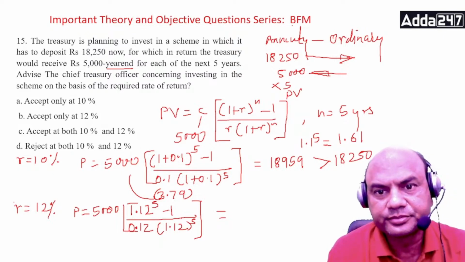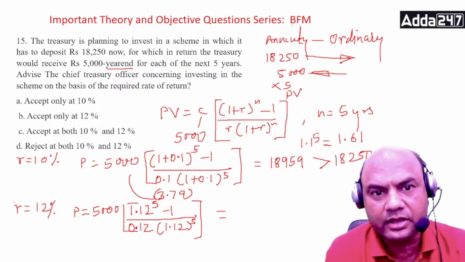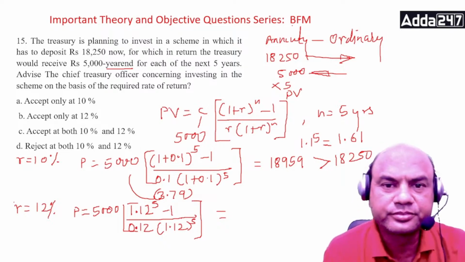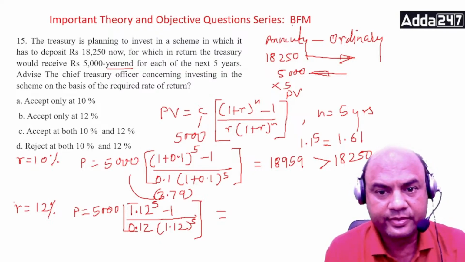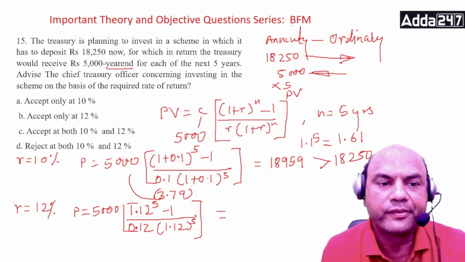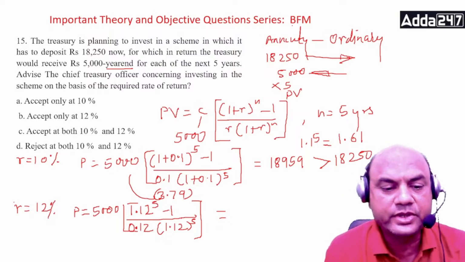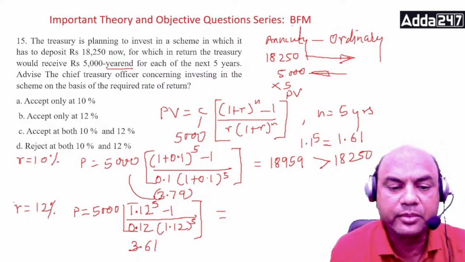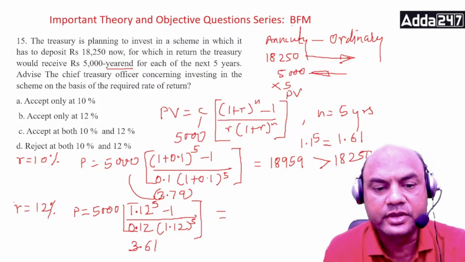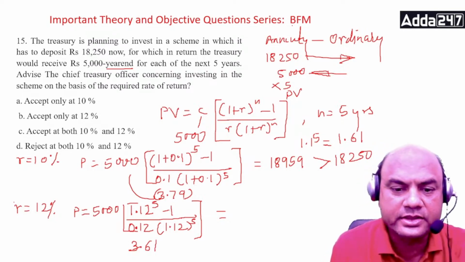What is the answer? Let me see first in the comment section. If I give you the answer, everyone will get the same. Let me see how many of you are getting this. This is sort of a case study, okay? So the answer you are getting is 3.61. This is the answer I am getting, 3.61. So 3.61 into 5000. Multiply this now. So 18047. Are you getting this?